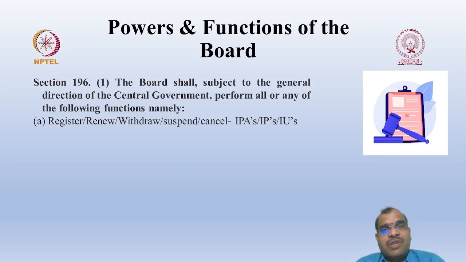The IBBA is going to register, renew, withdraw, suspend or cancel the registration of IPAs, IPs or IUs. So the IBBA is the proper authority who is going to register IPAs, IPs or IUs. Generally, if the registration is done, a specified period will be there within which you are supposed to renew it. They can also withdraw the registration given to any person, or they can suspend or cancel it. These are all the powers of the IBBA.